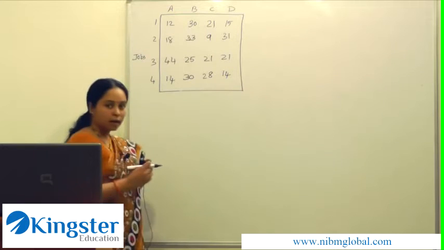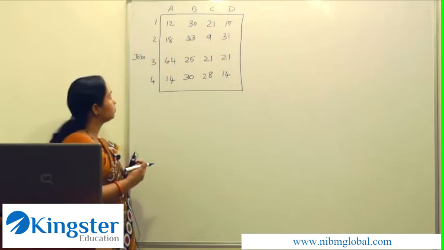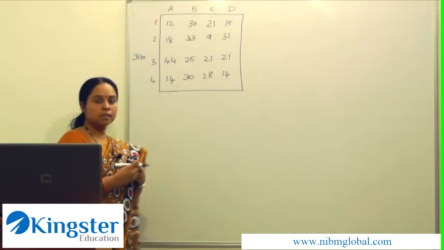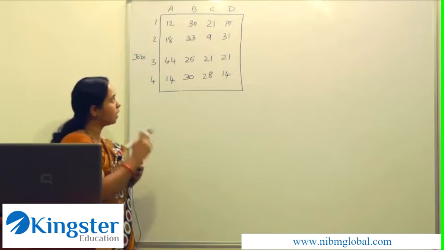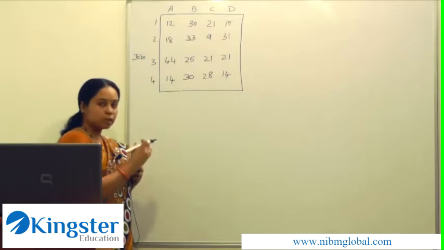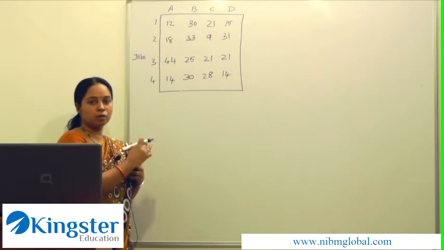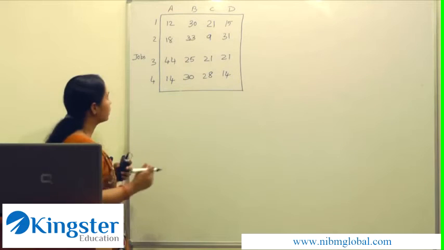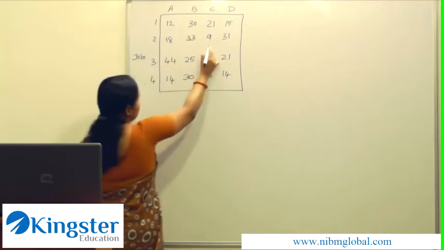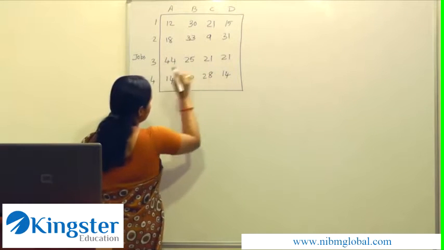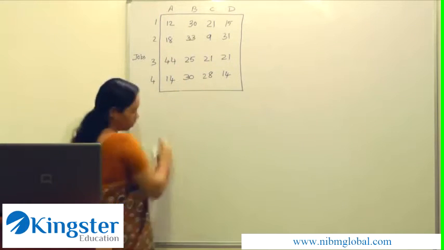Now, as per the Hungarian algorithm, the first step is to select the lowest value from each row and each column and find the difference between every value of that row and the lowest value. Now consider the first row, the lowest value is 12, in the second row it is 9, in the third row 21, and in the last row it is 14.